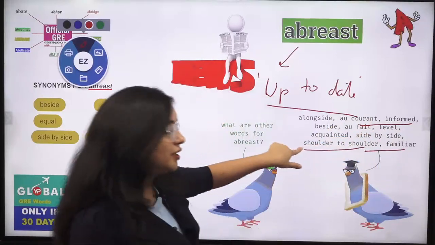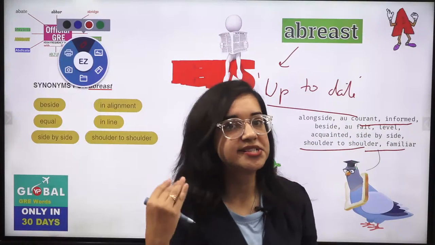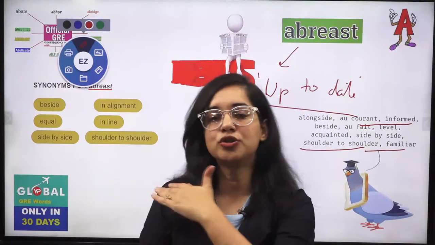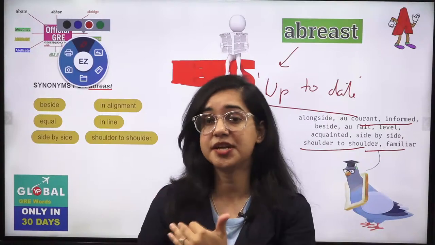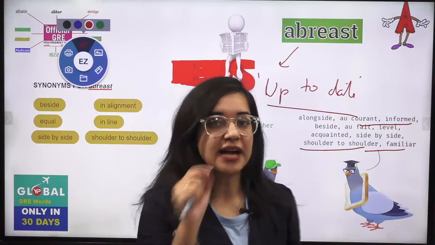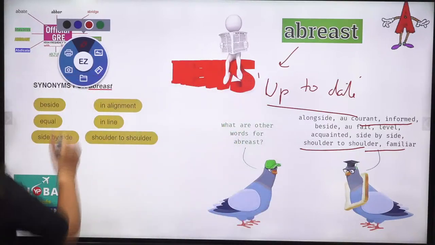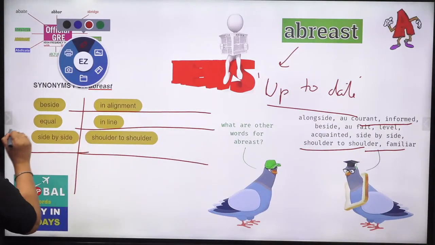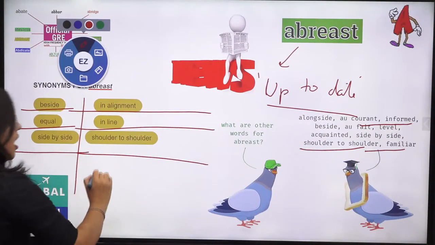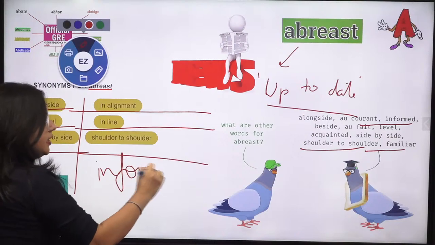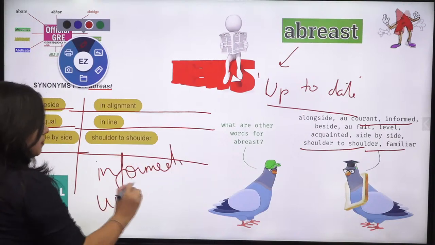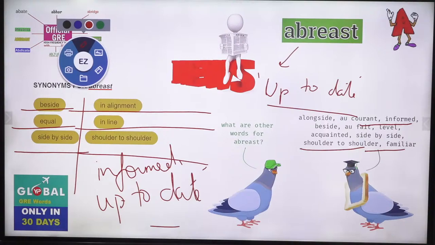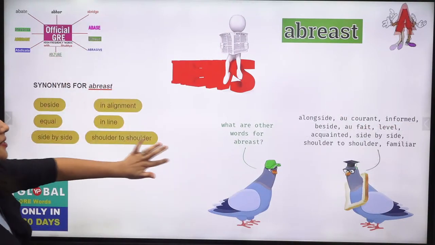Familiar, shoulder to shoulder, line by line, side by side, right? So that is aap kisi ke saath shoulder to shoulder stand kar rahe ho, matlab aapko us cheez ke bare mein sab kuch pata hai. So that is termed as abreast, right? When in alignment, in line, shoulder to shoulder, side by side, equal, beside, you are informed about that thing and you keep yourself up to date about that thing. So that is termed as keeping yourself abreast.